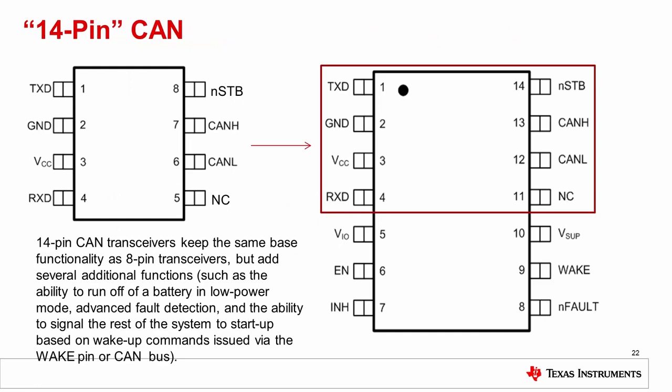14-pin CAN transceivers keep the same base functionality as 8-pin transceivers, but add several different functions, such as the ability to run off a battery in low power mode, advanced fault detection, and the ability to signal the rest of the system to start up based on wake-up commands issued via the wake pin or CAN bus.